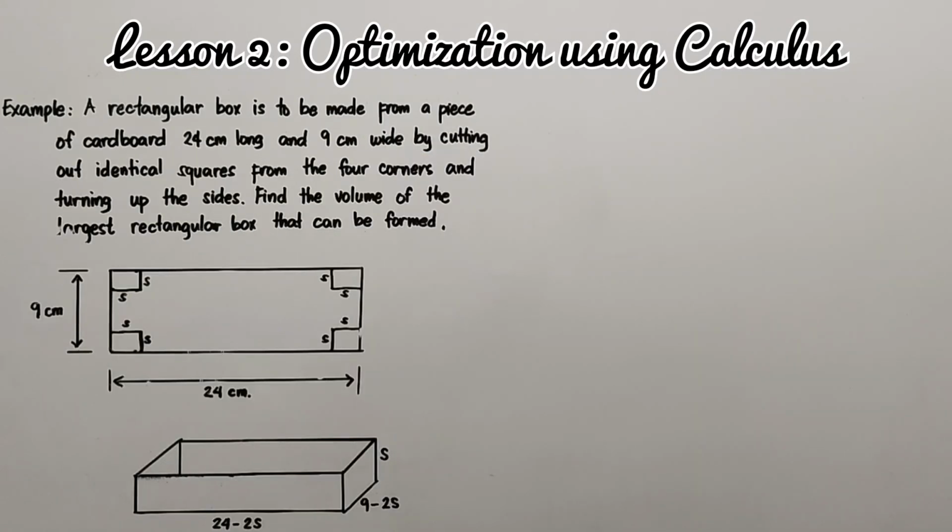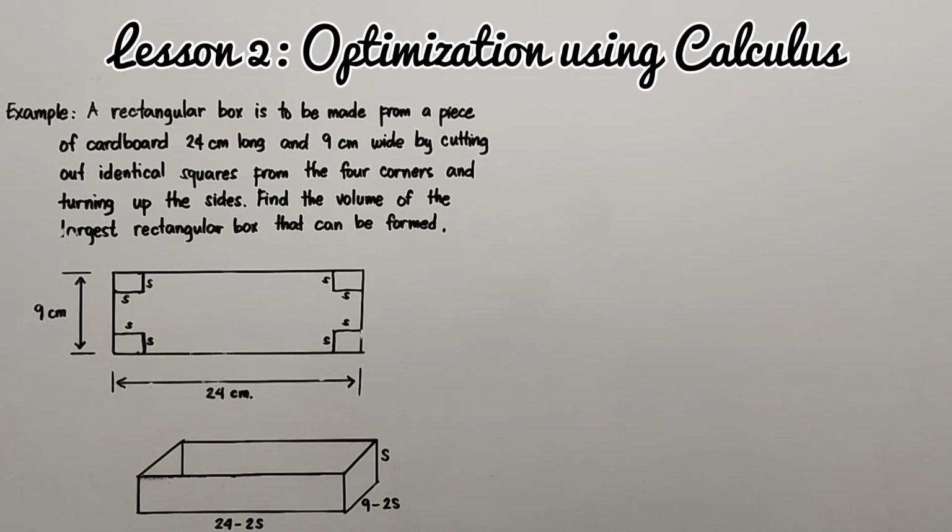For the second problem, a rectangular box is to be made from a piece of cardboard 24 cm long and 9 cm wide by cutting out identical squares from the four corners and turning up the sides. Find the volume of the largest rectangular box that can be formed. Since this is a rectangular box, we need to compute the volume of the box, and the formula is length times width times height.